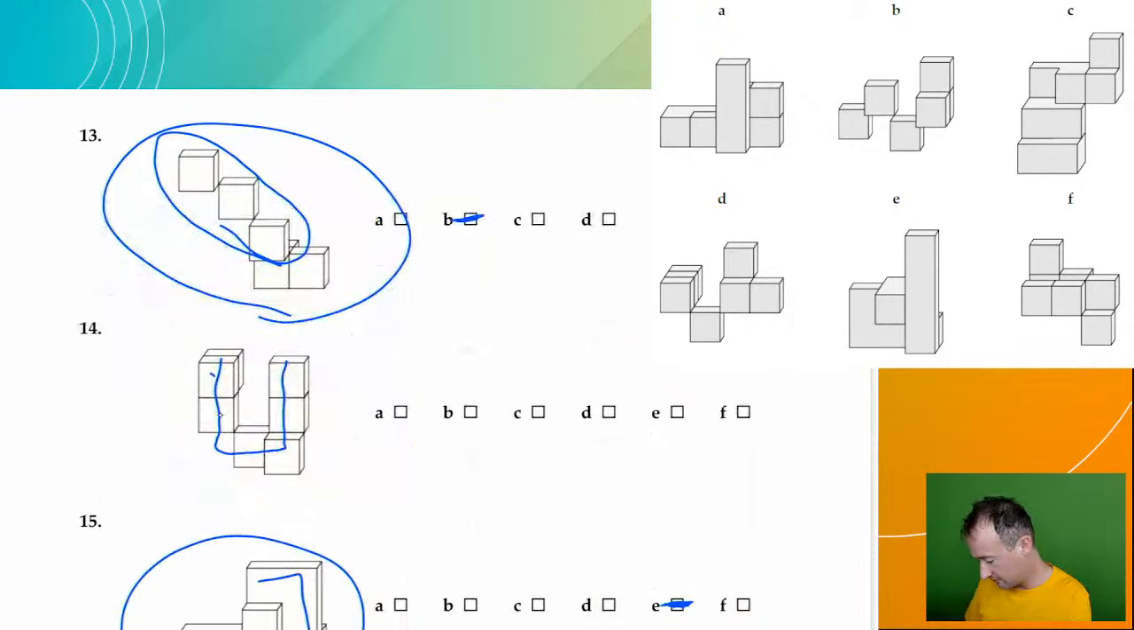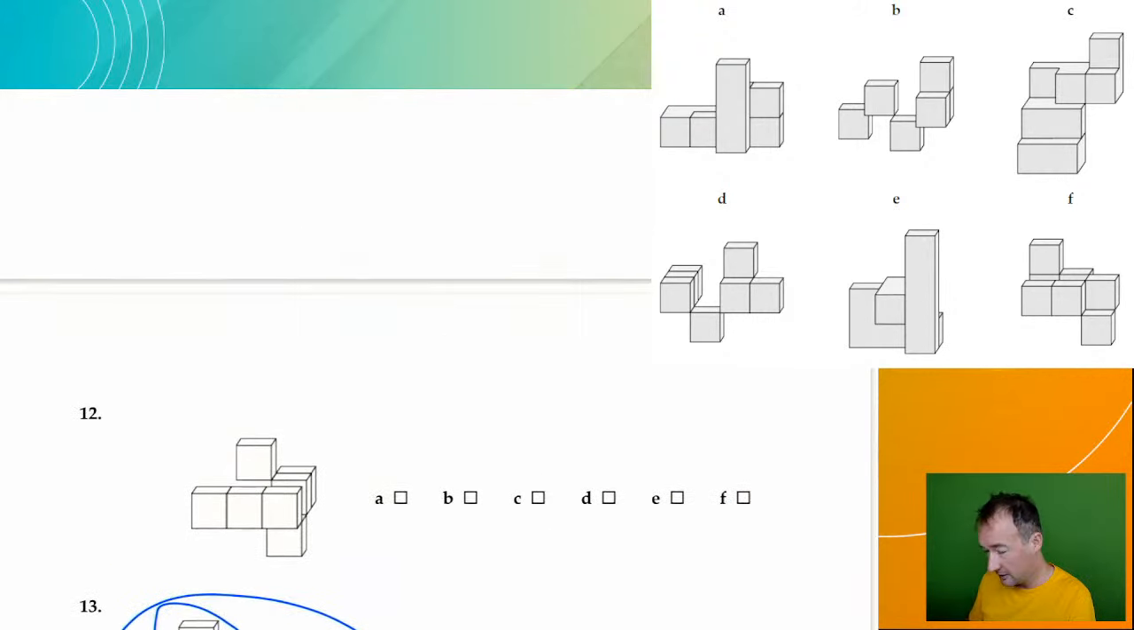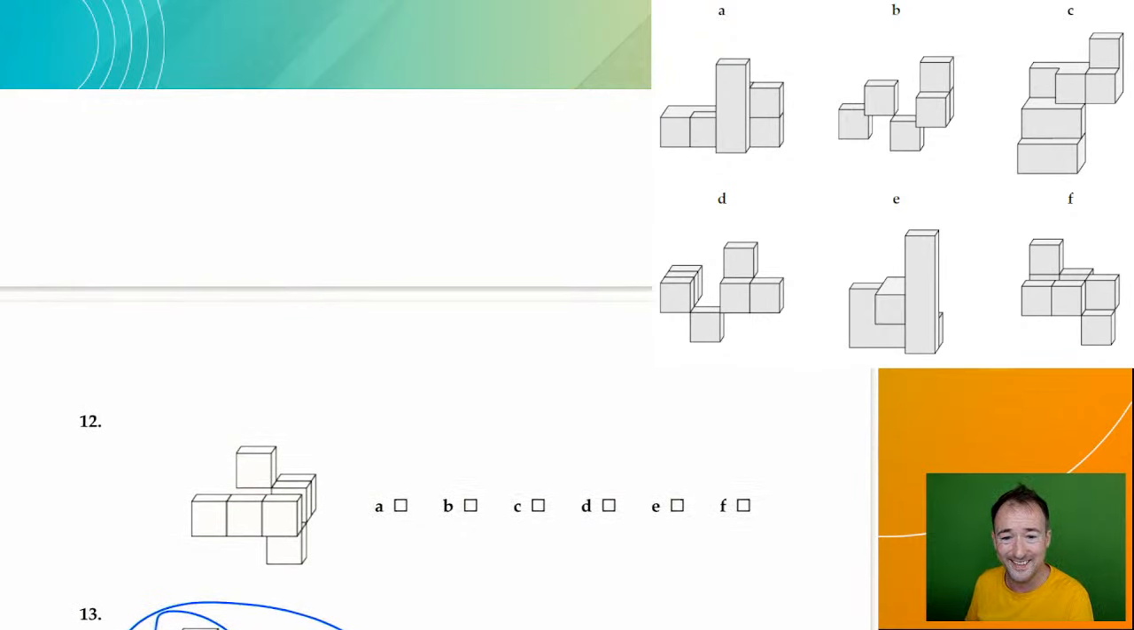So that 3 and a 3 here matches F. So there's only one that's now left for us, which is D. So we just want to check that 12 does indeed match option D.